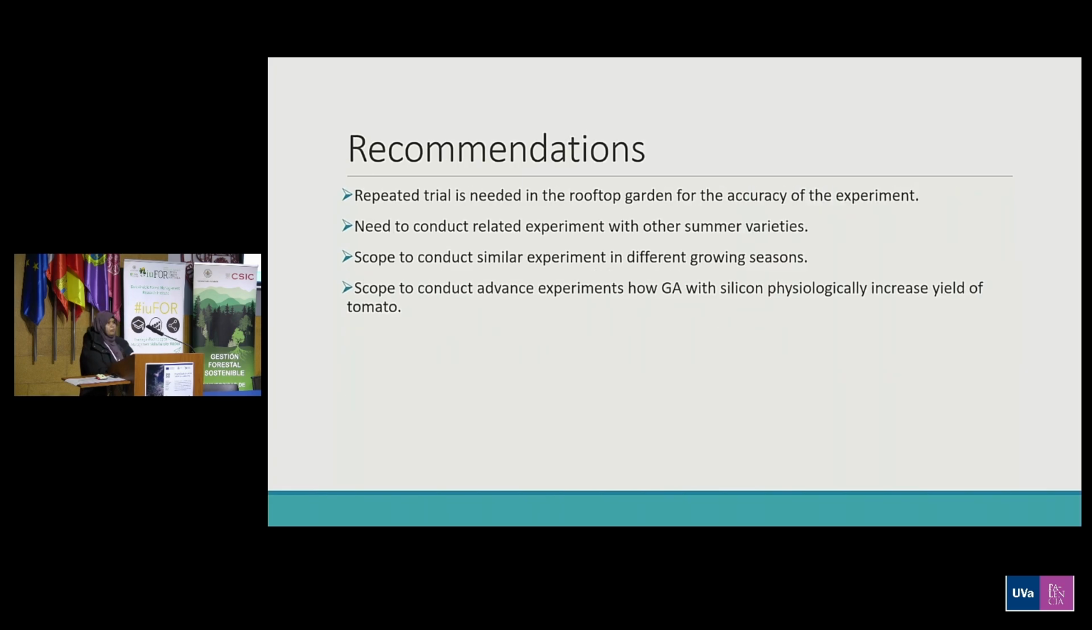I'd like to recommend, based on my experiment, that repeated trials are needed in rooftop garden to increase production, and experiments can be done in different varieties and also in different seasons. And there is a high scope to conduct research in advanced experiments on how gibberellic acid combined with silicon is increasing the yield of tomato.